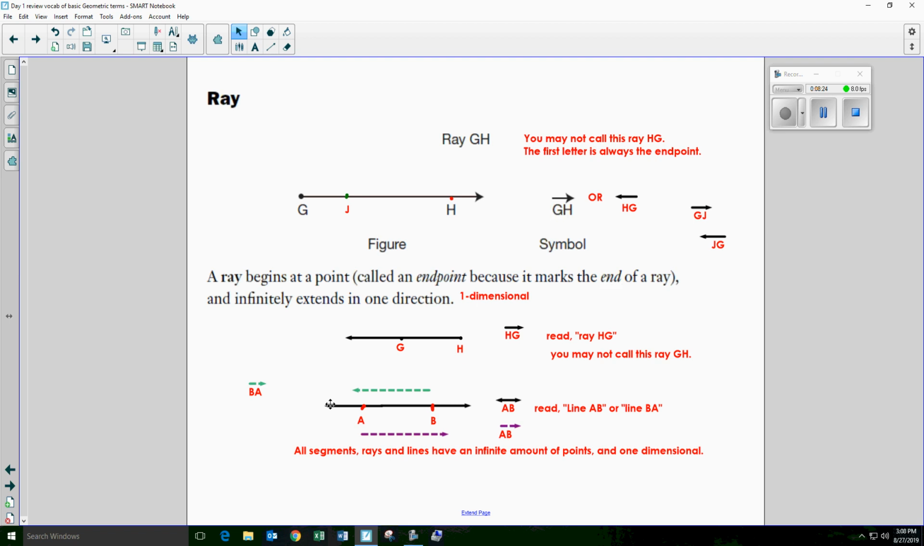Okay. But I have 2 rays on here. I can have ray BA, which means the endpoint starts at B, that's the endpoint, and goes through A forever. That's why you see it as green, that's the green ray. And I also have ray AB, starts at A and goes through B forever. These are 2 different rays within this right here. And again, just to remind you all, segments, rays, and lines have an infinite amount of points because between any 2 points is an infinite amount of points, and they're one-dimensional.